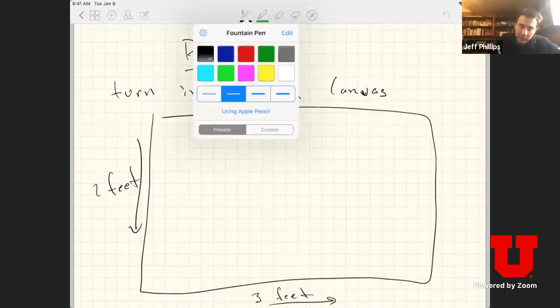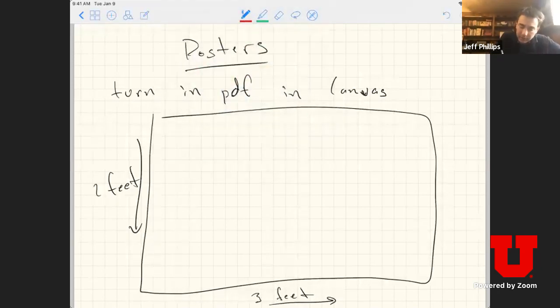Okay, when you're thinking about a poster, the most important thing is to have a title at the top. This should be the same as on your project report. The title should typically not be too long. It should be easy to read and catch someone's attention about what's going on in there.